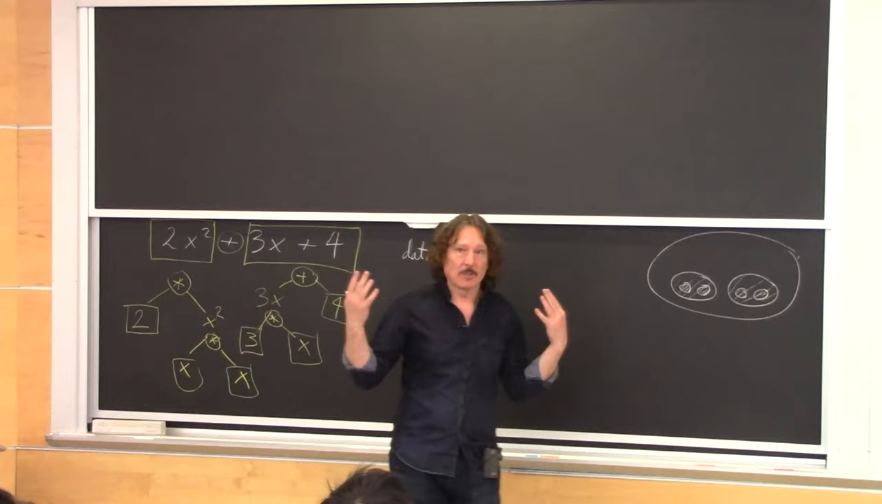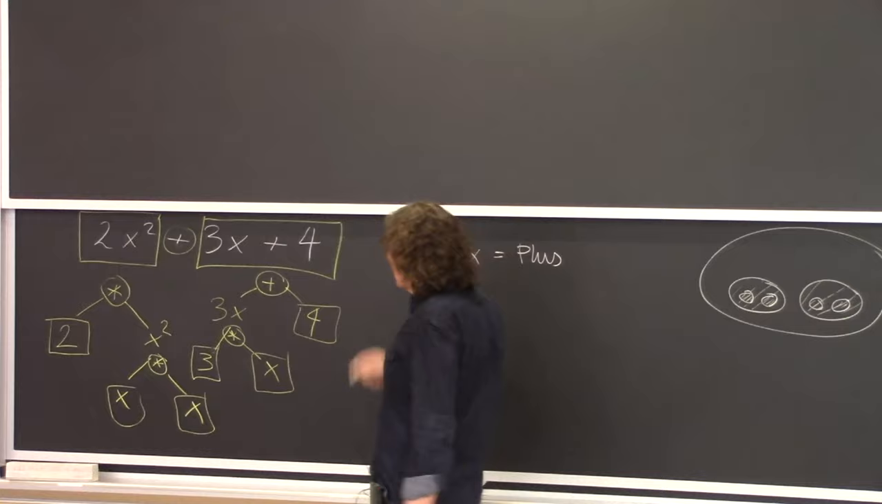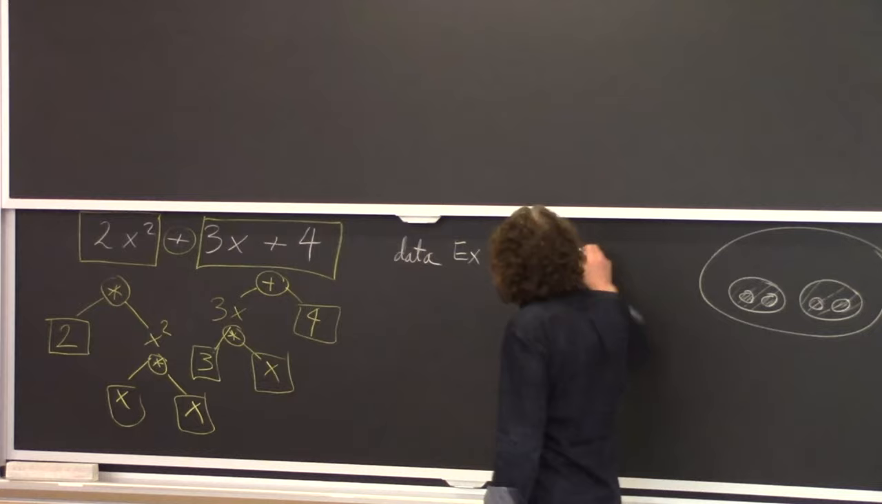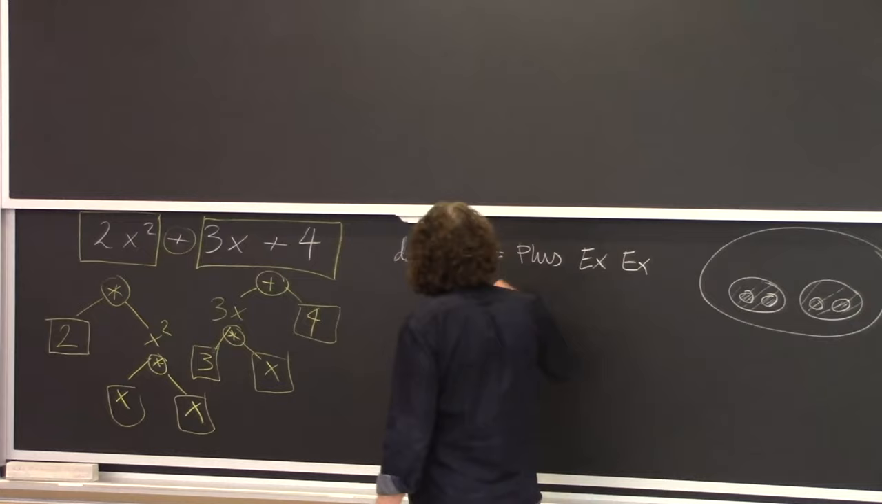So I will have several constructors. For instance, one way is to make a plus node, okay? So I'll say Plus. That's the constructor of the plus node. And what does it take as argument? It takes a whole expression, right? Two of them, in fact. So this is a recursive data type. Haskell is fine with recursive data types.